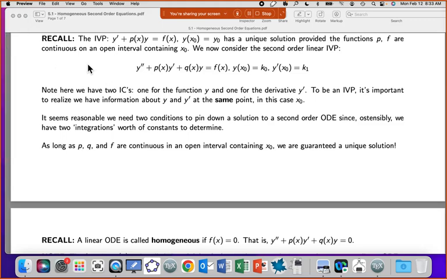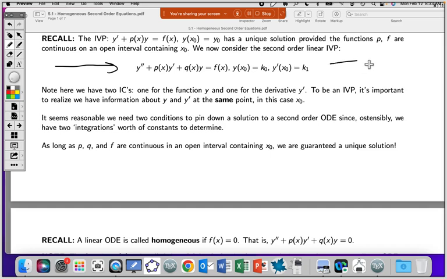And so the existence and uniqueness theorem, which we're not going to prove. If you wanted to, this would be a great project, actually, to see how you can bootstrap the proof we did for first order into second order. How are they the same? How are they different? That's a great project. But as long as your coefficient functions, p and q, and your non-homogeneous function, f of x, are continuous in an open interval containing x naught, then you're guaranteed one and only one solution. All right? So it's just the extension of the theorem we had for first order.